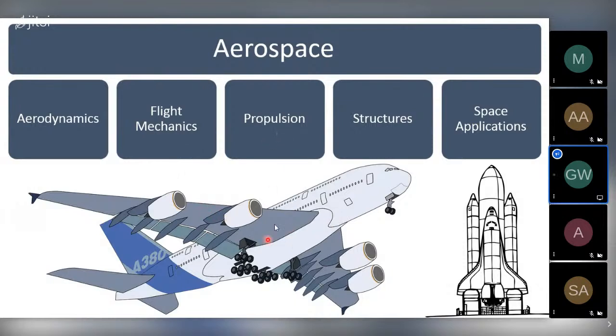Then propulsion. It is basically about the engines, the power source which can propel the aircraft fast enough so that it can be aerodynamically functional. And structures, of course. For all these purposes, the aircraft needs to be in a particular form and shape, which is provided by the structures, and it needs to be more resistant to forces. The fifth portion of aerospace can be classified as space applications.